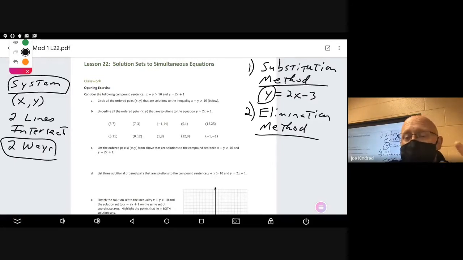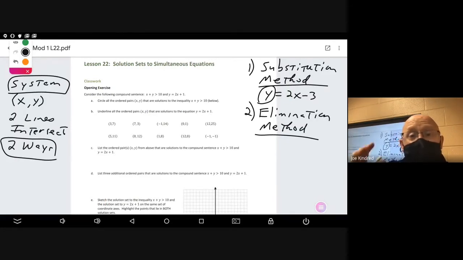So those are the two primary considerations for lesson 22 and 23. And then the third thing today is we're going to solve a system of inequalities. So we're going to kind of combine graphing lines and graphing inequalities that we learned in the previous lessons and see how that plays into simultaneous equations and inequalities.